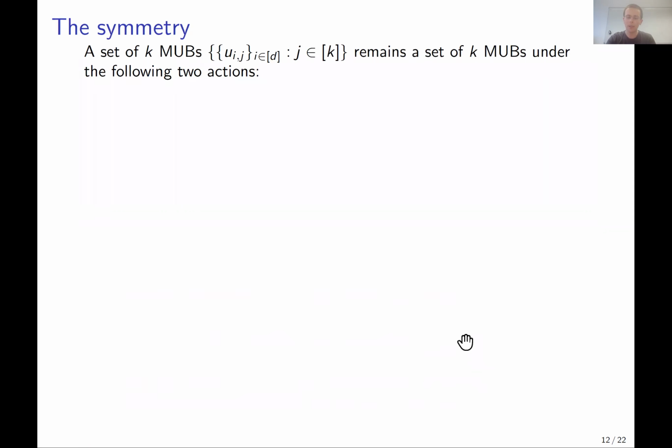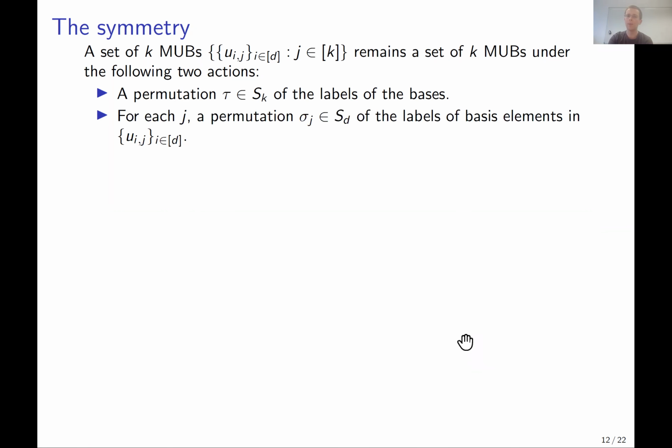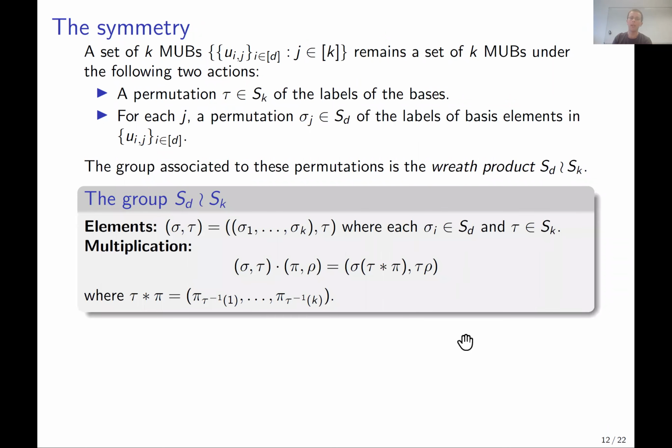Okay, so as I said, we're going to look at this MUP algebra, and we're going to look at symmetries. So let me talk about the symmetry of the problem. A set of MUPs remains a set of MUPs under two simple actions. You can relabel the bases, but also for each basis, you can relabel the basis elements. It's fairly straightforward to see that these two actions preserve the MUP property. And the group generated by these two types of permutations is exactly the wreath product of SD and SK. Remember, we have D elements per basis and K bases in total.